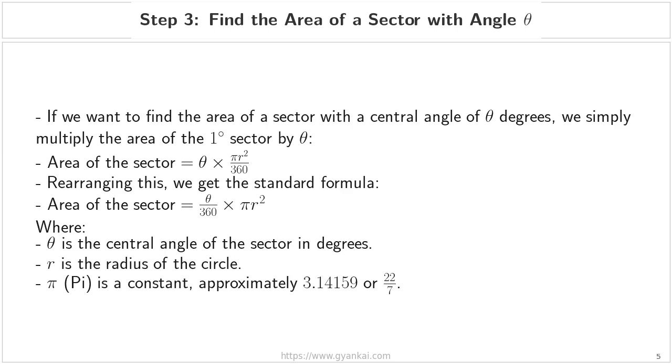Before we move on to a real-world example, let's quickly define our variables so there is no confusion. Theta represents the central angle of your sector, measured in degrees. The letter r stands for the radius of the circle. And finally, pi is our mathematical constant, which you can approximate as 3.14159, or more commonly in your calculations, as 22/7.